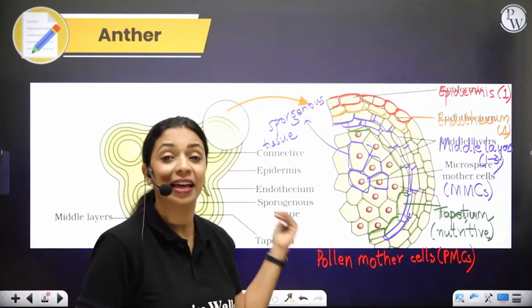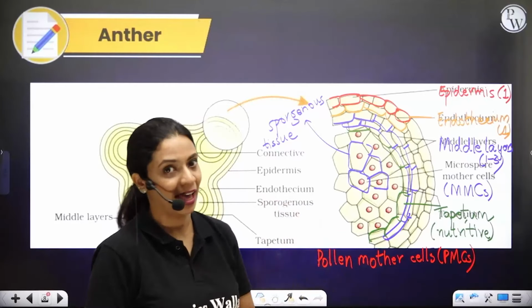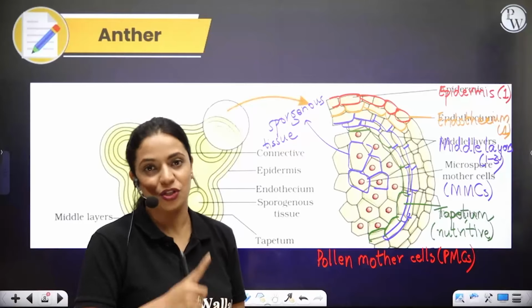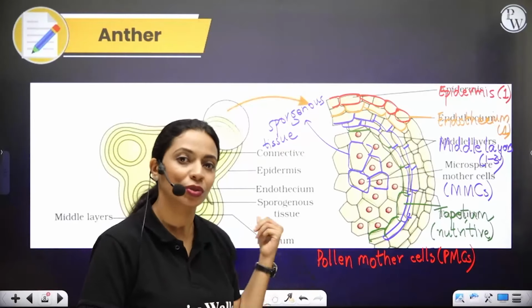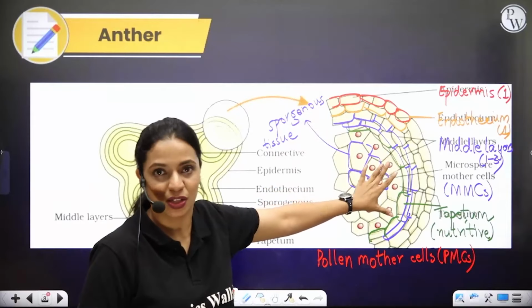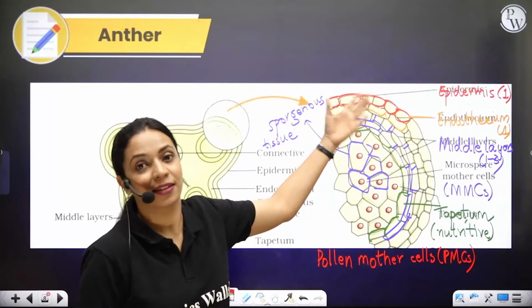This is basically the anatomy of a young anther. I told you that the outer 3 layers, epidermis, endothecium and middle layers, they offer protection to the anther. So they are basically protecting what is lying inside, very important tissue, sporogenous tissue. That is when the anther is young.